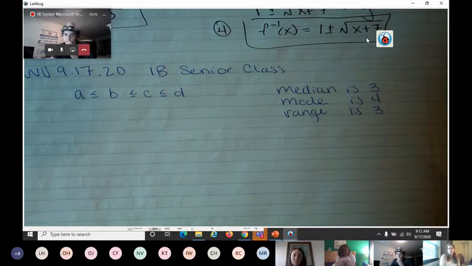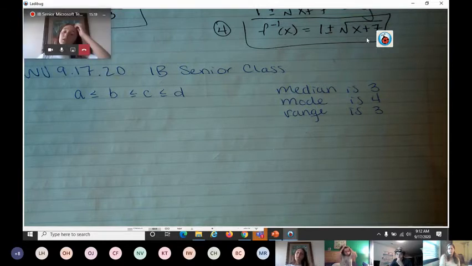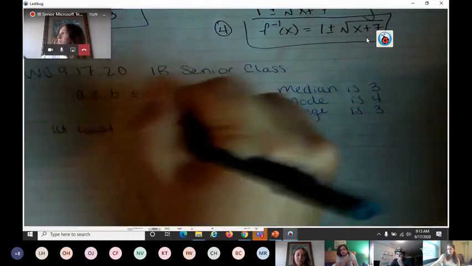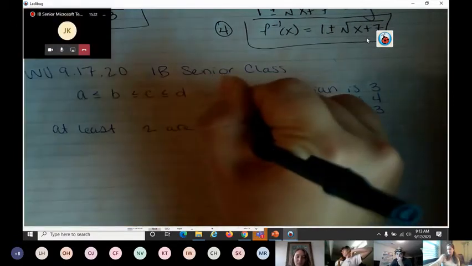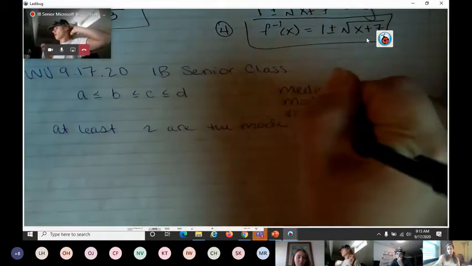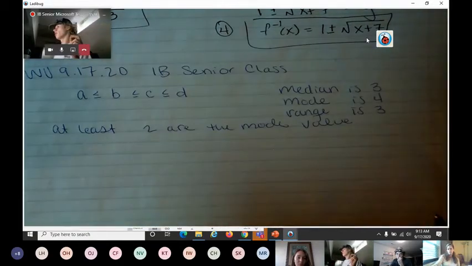Was it Jordan that suggested the mode? Yeah, I guess you don't really know which one's the mode yet. You know that at least 2 of them are the mode because it's the most recurring number. Good. You'd know that the mode has to be C and D because the median is 3.